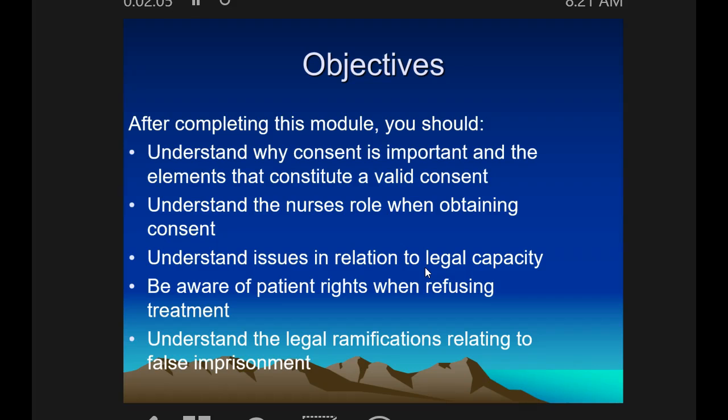We'll just introduce you to some of the issues in relation to legal capacity and, importantly, understand patient rights when refusing treatment, and just have an awareness of one of the civil wrongs, false imprisonment, and that relates to when patients perhaps are vulnerable, being held against their will and so on. We'll just touch on all of those. It's a very large chapter. There's a lot to consent, but again, be guided by what I highlight or your lecturer highlights in the tutorial exercises and what we actually focus on throughout the module.